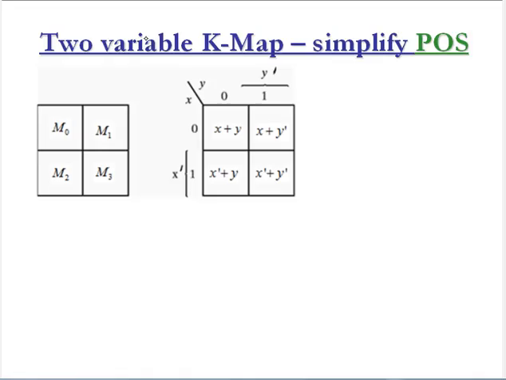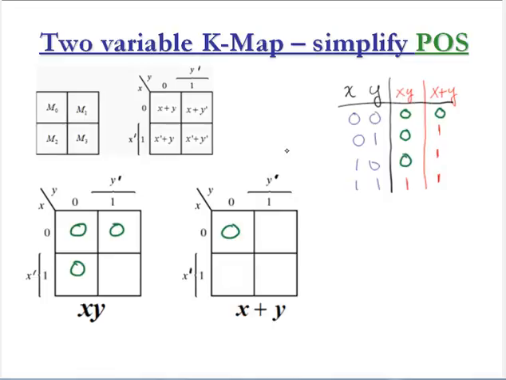So what about if we wanted to simplify into product of sums? Now we have to look at the maxterms. Our maxterm 0 is x or y. Our maxterm 3 is x prime or y prime. And what we're looking at is what makes that function a 0. So what we want to encircle here are the zeros. So when we're simplifying in terms of product of sums, we'll load our Karnaugh map with the zeros, and we'll want to find the adjacent zeros in the Karnaugh map.